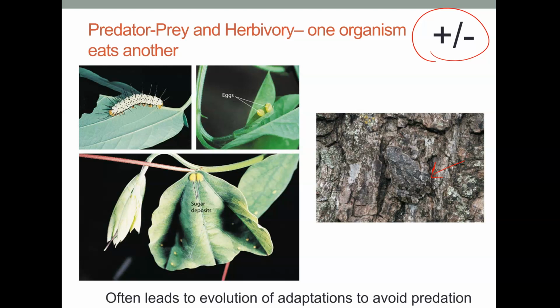Predator, prey, and herbivory are very interesting cases because mutualism and competition also lead to evolution. But I would say that the predator, prey, and herbivory relationship not only leads to evolution, but they have very specific selective pressures to avoid predation. And I mean, you can't get a better example than this.